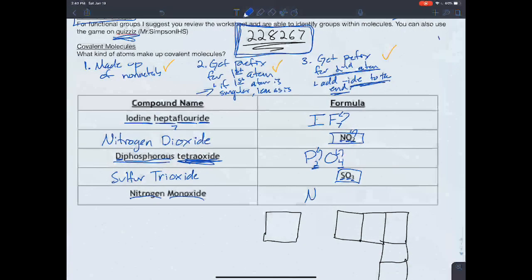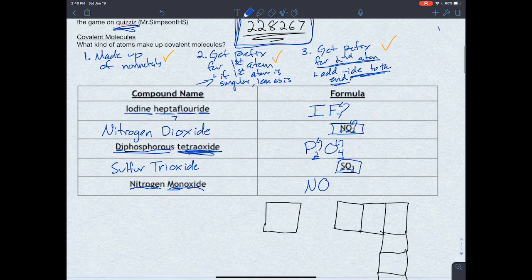On to the last one, nitrogen monoxide. The first element is nitrogen, obviously. Monoxide tells us that we have 1 oxygen. So all we have to do is put NO. You don't have to put a 1 down here, that's not necessary. You just leave it NO. And that's for any formula you're writing. If you have 1 of the atom, you just put the atom's letter. You do not need to put a 1.